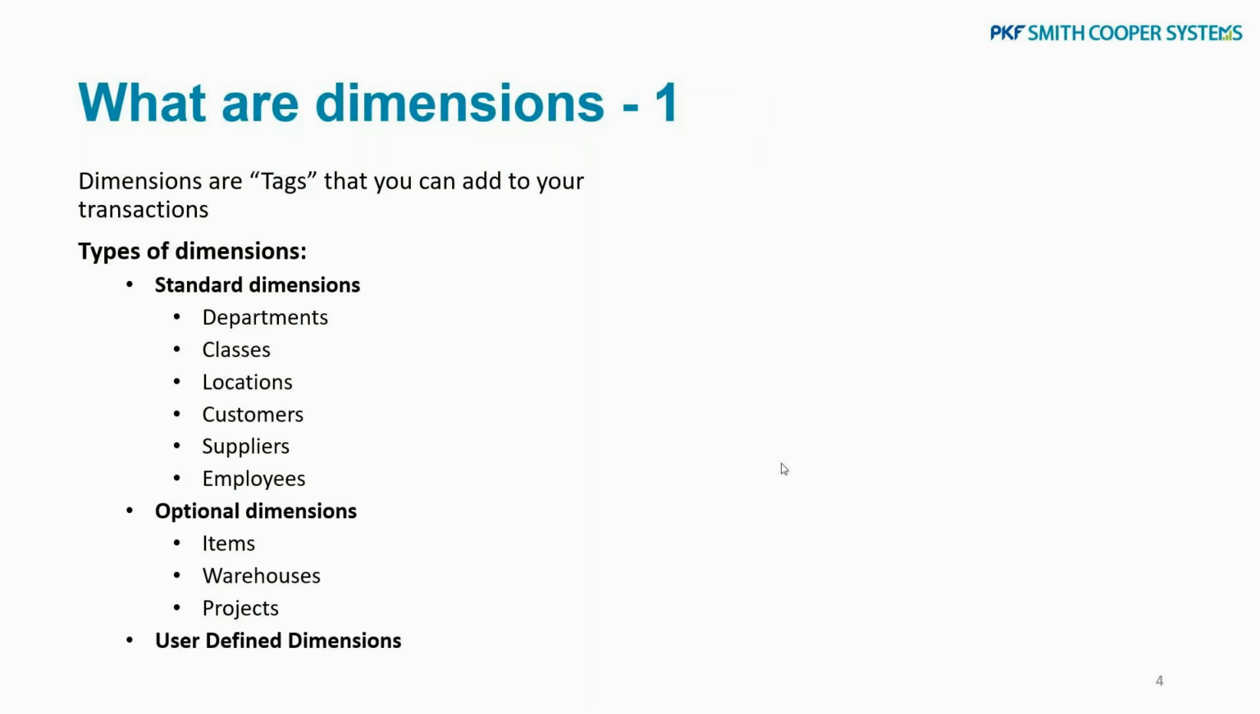Other optional dimensions are available using user-defined dimensions. That requires an extra subscription, but it's very seldom that we find that we can't have enough functionality without using the standard dimensions themselves. Also note that the terminology that we use for dimensions can be changed. For example, you could call your departments cost centers, classes could be events, locations could be offices, and so on.